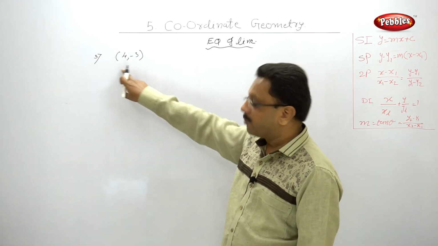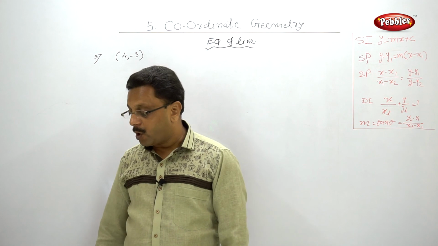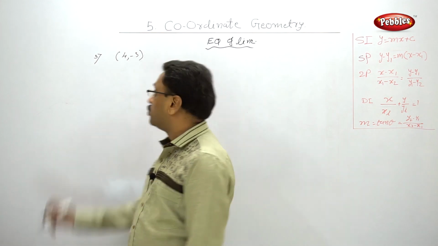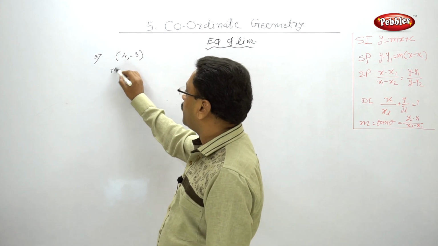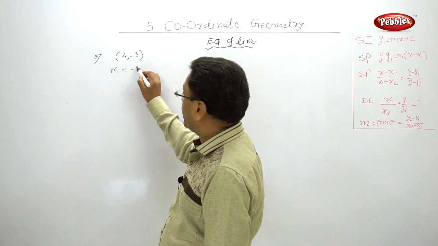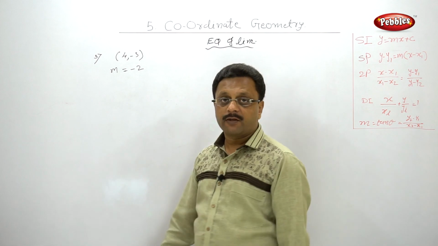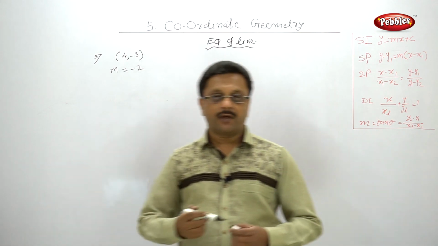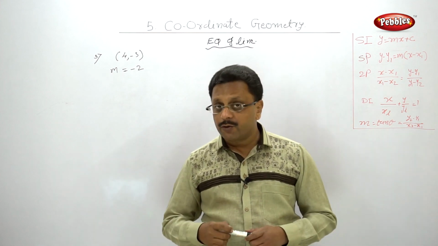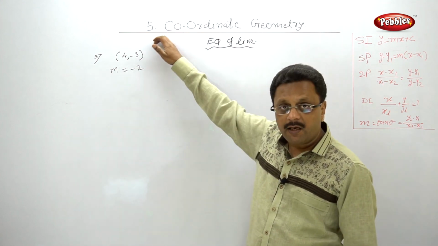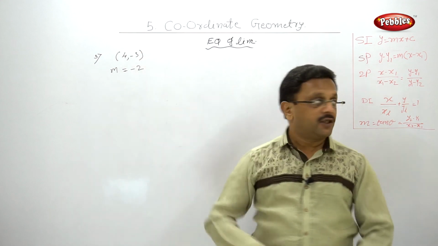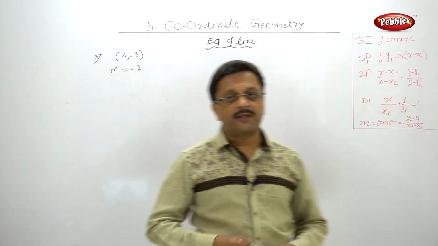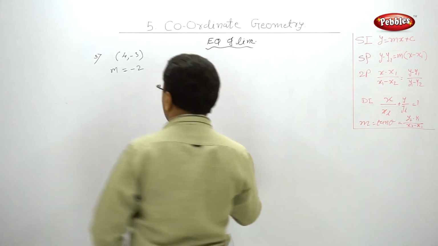If the point (4, minus 3) is a point on the line AB and the slope of the line AB is minus 2, write the equation of the line. They have given the slope of the line as minus 2. Now here, which form will you use? SP, because slope and point are given, and our SP form is y minus y1 is equal to m into x minus x1. So let us solve this.